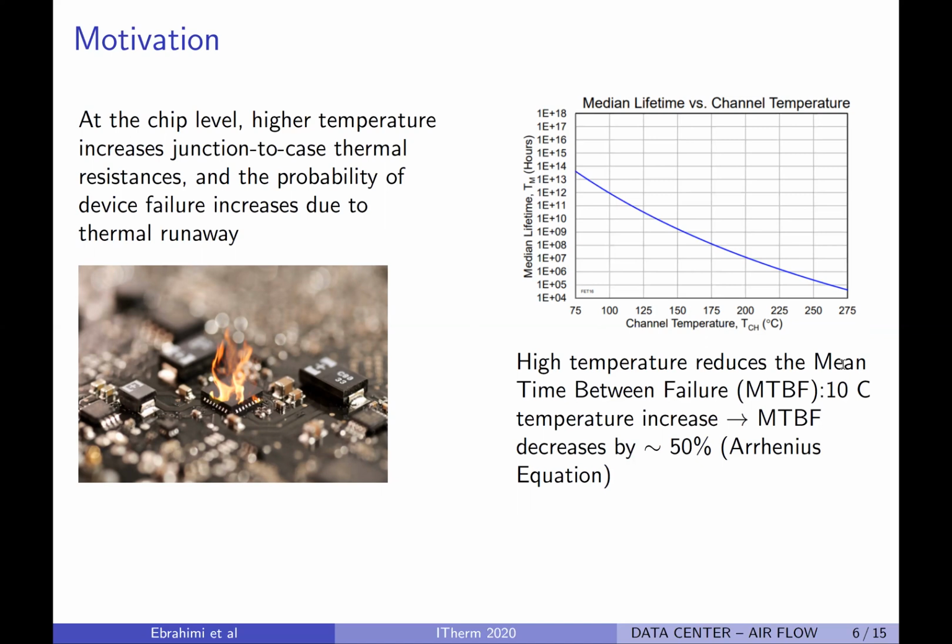The other issue is that with inappropriate thermal management system planning, the device mean time between failures is reduced. For example, if you look at the top right, you see the median lifetime versus the channel temperature for an RF chip amplifier. You see for every 10 degrees centigrade temperature increase, the mean time between failures decreases by 50%. And this shows why thermal management system design is very important.